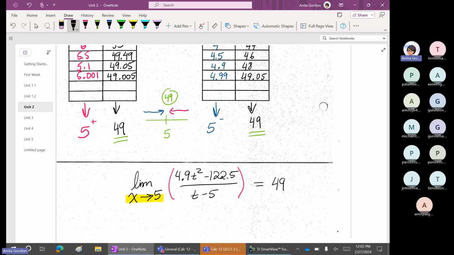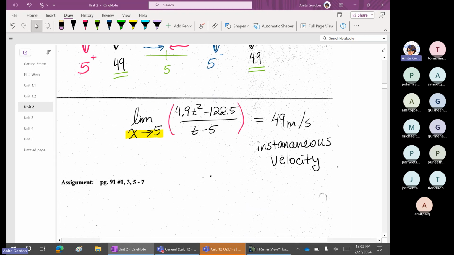However, this is a word problem. What does 49 represent? Velocity. So what am I going to call it? What are my units for it? Meters per second, and this is instantaneous. Instantaneous means in the moment. Only at 5 seconds is it moving 49 meters per second, right? So instantaneous velocity at t equals 5 seconds.